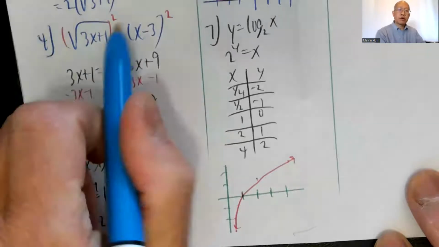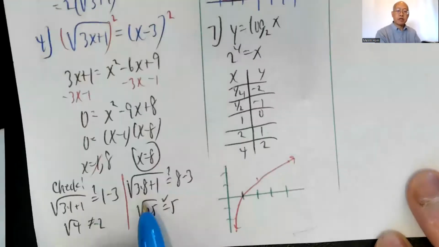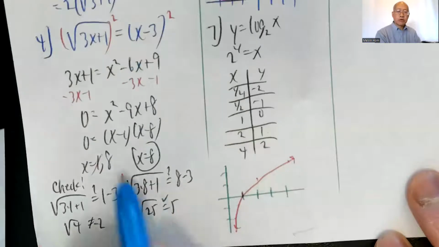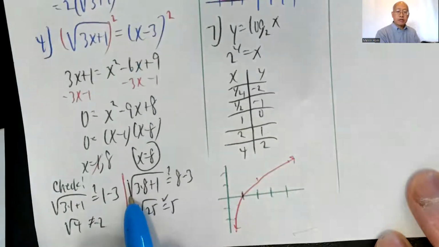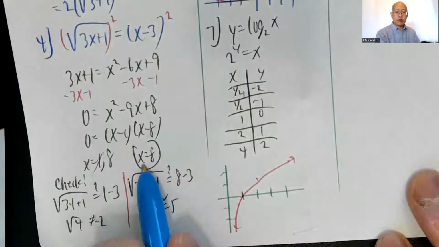8, however, does work. Plug in 3 times 8 plus 1. Does that equal 8 minus 3? Square root, that is. And this gives me the square root of 25. That is equal to 5. So the only real solution is 8.